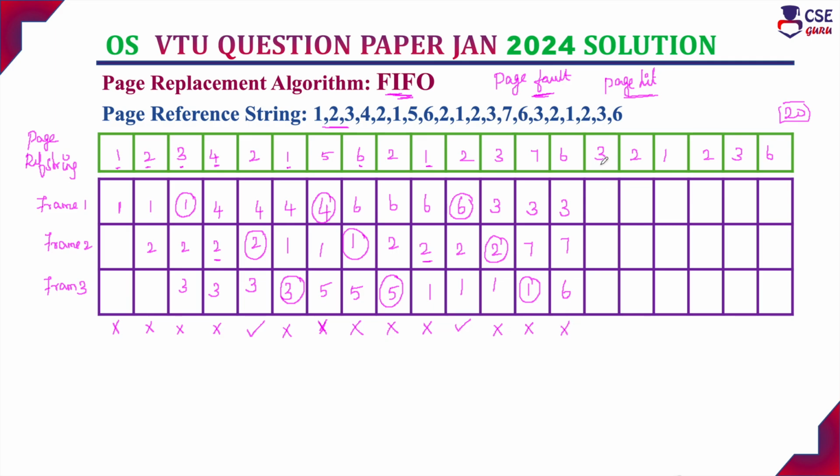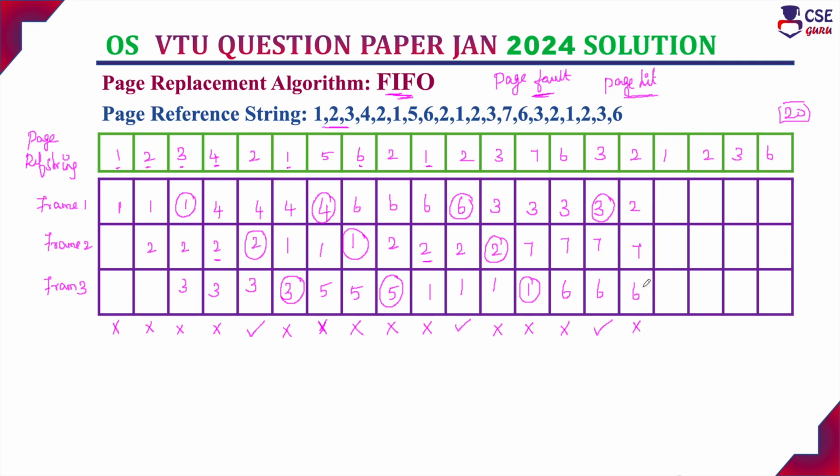Next reference page is 3. It is available in main memory. So no need to do any process, swap in or swap out. This will be considered as a page hit. Okay, 2, it is not available. The oldest one among these 3 is 3. Replace 3 with 2. 2, 7, 6. This is a page fault.